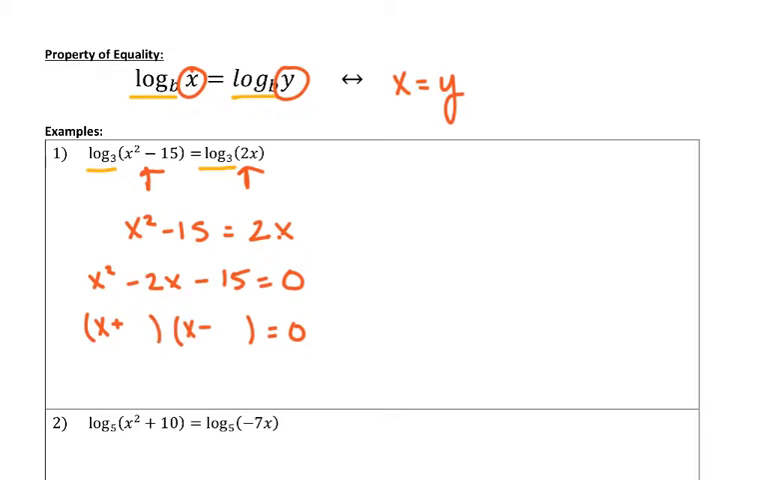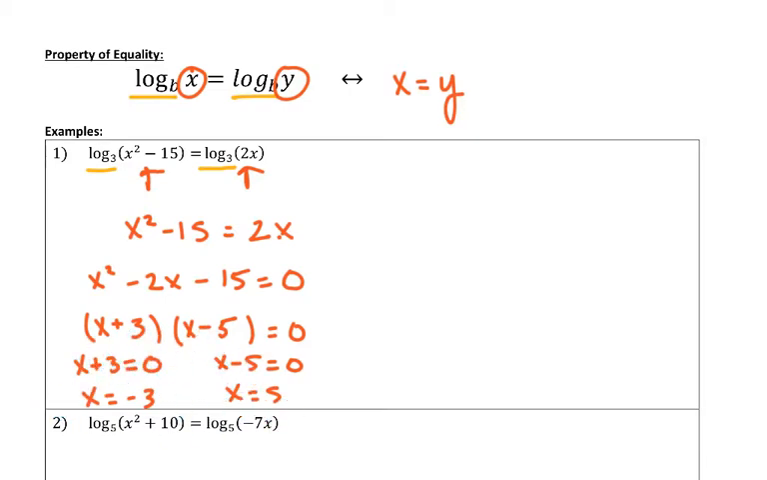So we need minus 5 and plus 3. And so what you're doing is you have x plus 3 equals 0, x equals negative 3, and x minus 5 equals 0, x equals 5. Because remember, when you are solving by factoring, you have two things that multiply to 0. One of them must equal 0.